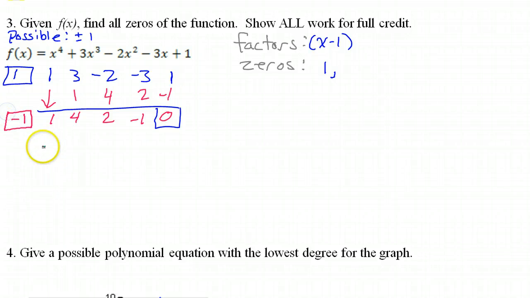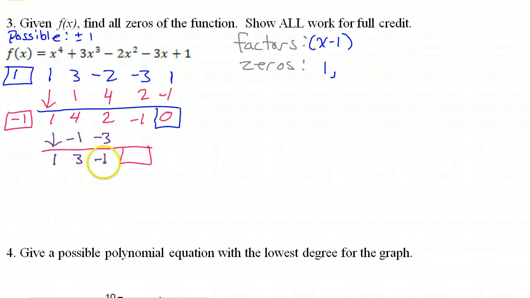Okay, so here we go with the -1s. Pick up where we left off. Okay, fingers crossed. So we have 1. 1 times -1 is -1. So that's 3. 3 times -1 is -3. So that's -1, and -1 times -1 is +1, which gives me 0. Whew! So -1 also worked. Let's put that down, which gives me another factor of x plus 1.